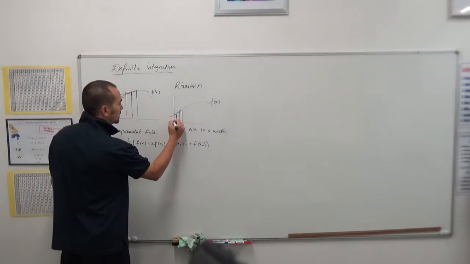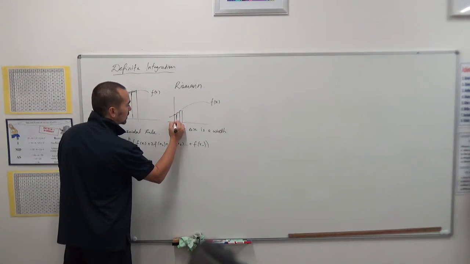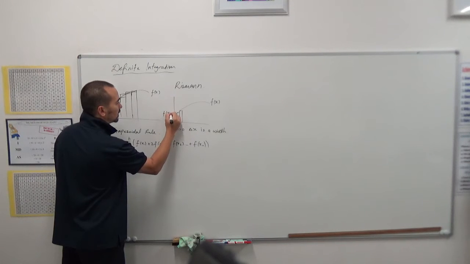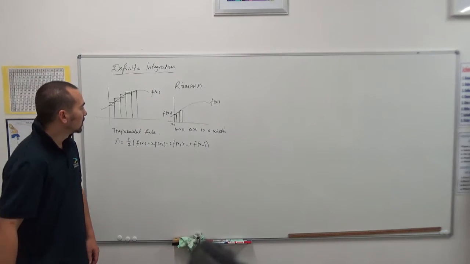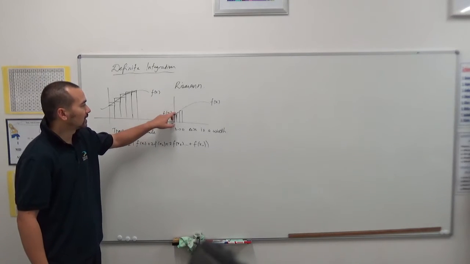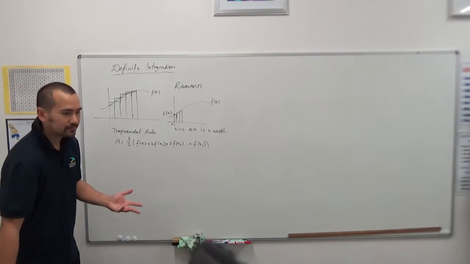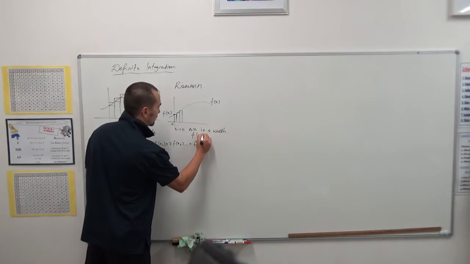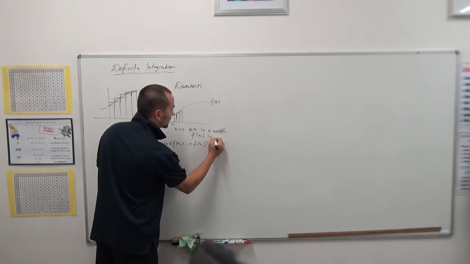And this distance from here to here, if we call this coordinate x1, then this coordinate here would be the function of x1, right? That's the y component. And so f of x1 or f of x2, f of x3, is that the length or the height? Is that the width or the height? Height. So f of x1 is a height.